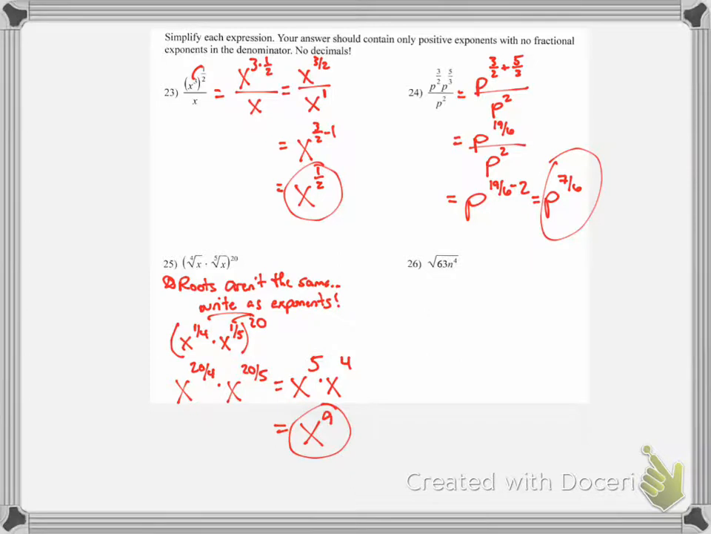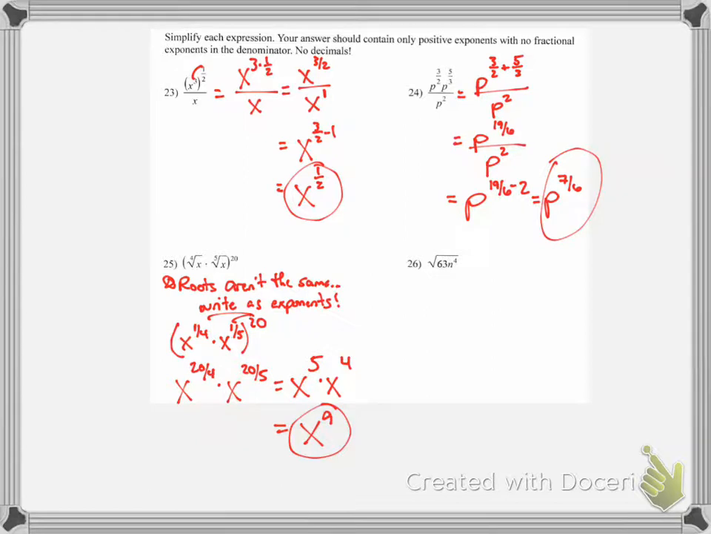So keep in mind, if you have different roots, and I'm not saying you're going to see 100 problems like this. At the most, you might see 1. If you have different roots, make them exponents. And all of a sudden, it should be a lot easier to put together. Now let's talk about 26.